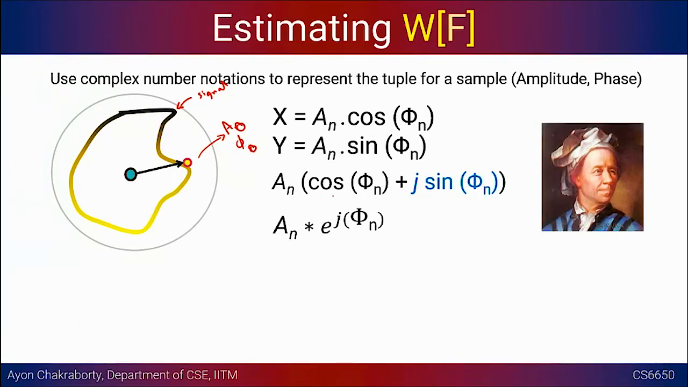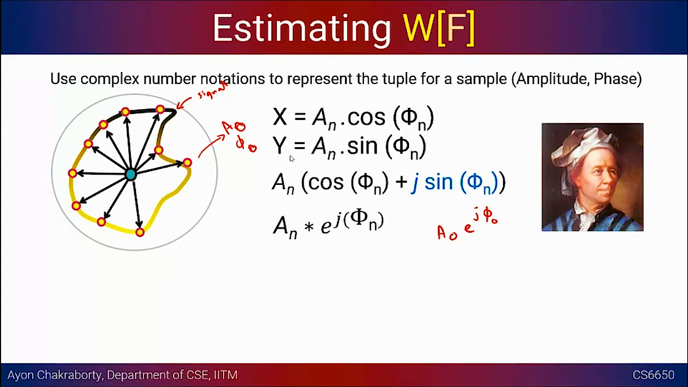So this could be mapped as a0 times e to the power j phi 0. Right? In the complex notation, we can write something like this. The same is going to hold for other things, right? There will be a second sample, third, fourth, fifth, sixth, seventh, eighth, ninth, 10th, 11th, 12th, let's say, right? And this could go on, right?